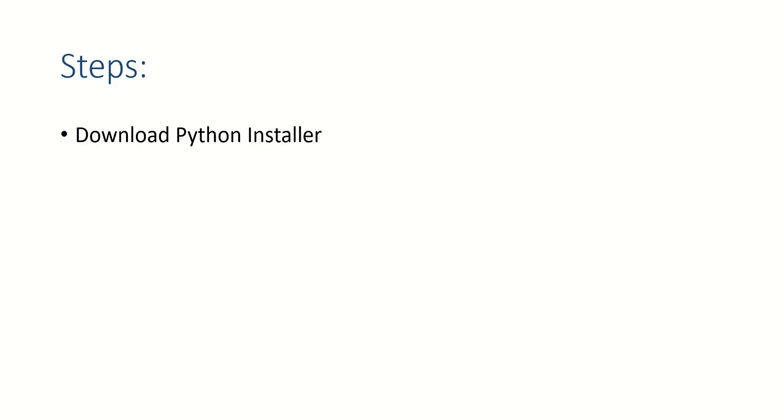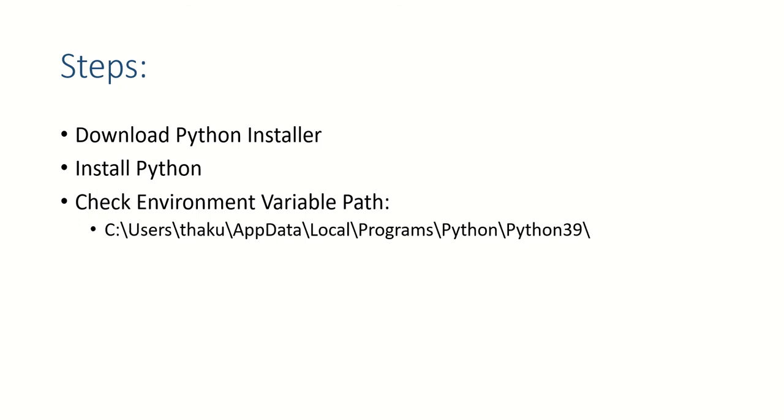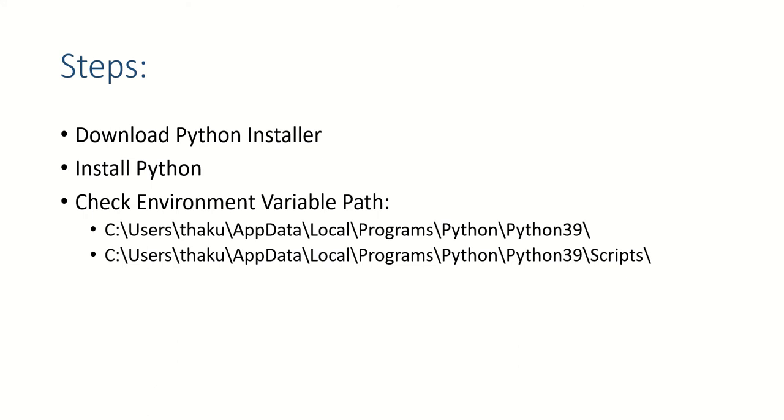These are the steps we will perform in this tutorial. We'll download the Python installer, install Python, and to verify that the installation happened perfectly, we'll verify these entries in the environment variable path, and we'll execute the python --version command to verify the Python version that is installed on your computer.